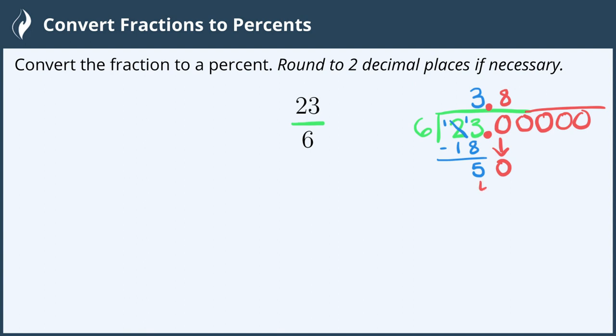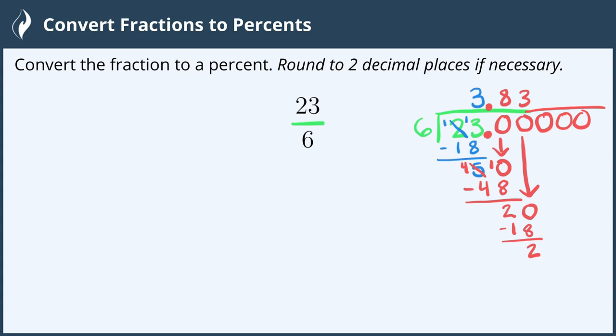6 times 8 is 48. Subtracting, I will ungroup or borrow from this, making that a 10. 10 minus 8 is 2. And since I don't have a 0 I can bring down because it did not divide evenly, making a remainder of 0, I can bring down the next 0. 6 goes into 20 3 times. 3 times 6 is 18. Subtract. 20 minus 18 is 2.